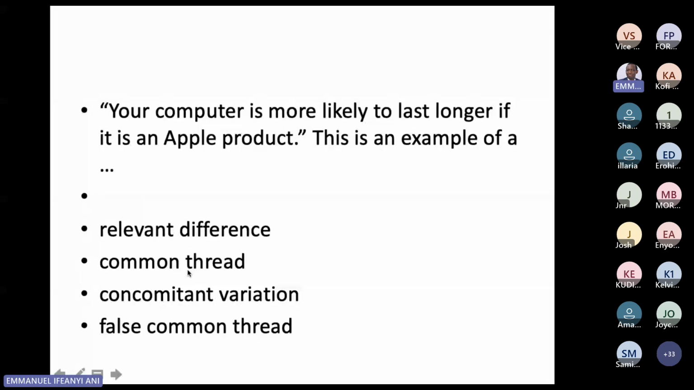All right, so the next question. Your computer is more likely to last longer if it is an Apple product. This is an example of what?